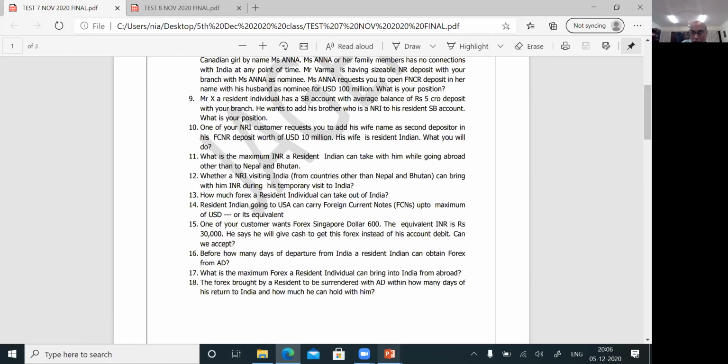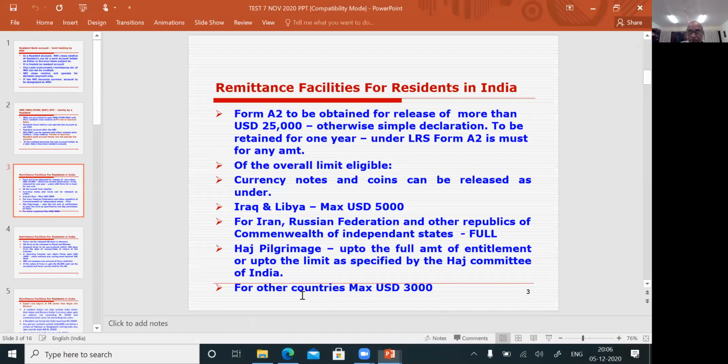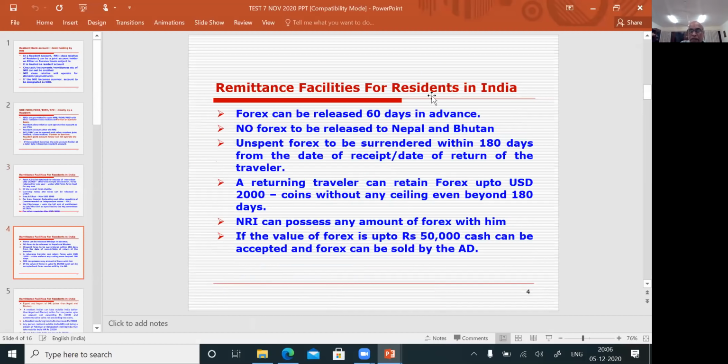Let us see the PowerPoint quickly, whether anything is there. The PowerPoint also will go to your mind. Yes, quickly. Remittance facility for residents. Forex can be released 60 days in advance. We already saw. No forex to be released to Nepal and Bhutan. No forex can be brought from Nepal and Bhutan. No forex can be released to Nepal and Bhutan.